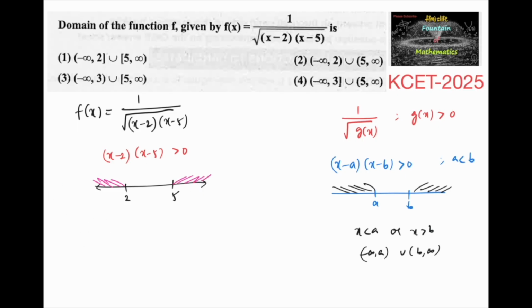So we can conclude the answer as x must belong to (minus infinity, 2) union (5, infinity), which is our option 2.